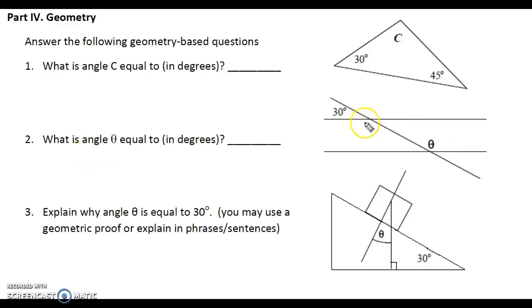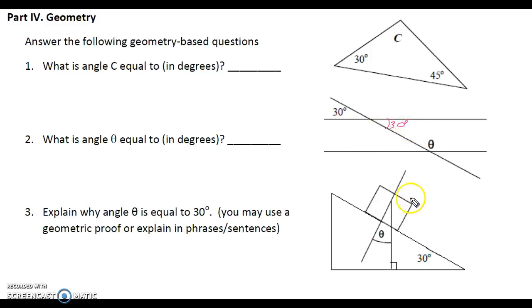Now what's going on in number 2 here is we have two parallel lines and a third transversal line. This diagonal line right here is called the transversal. There are a couple of geometrical concepts that have to do with transversals that you should know. Namely, let's start off with the first one. If we have 30 degrees here, then the angle opposite of it right here must also be 30 degrees.